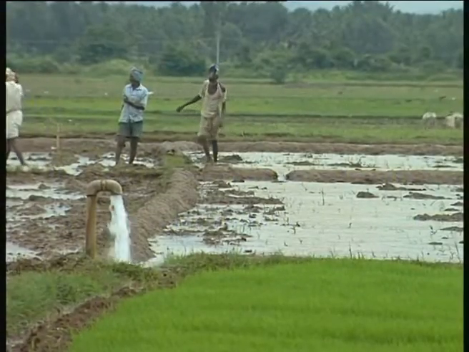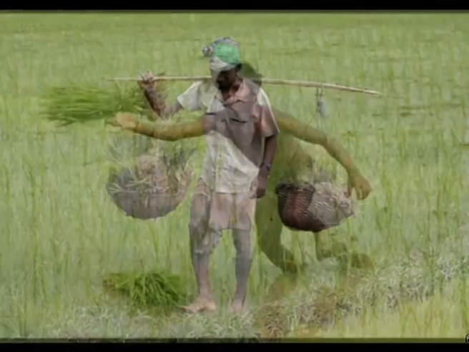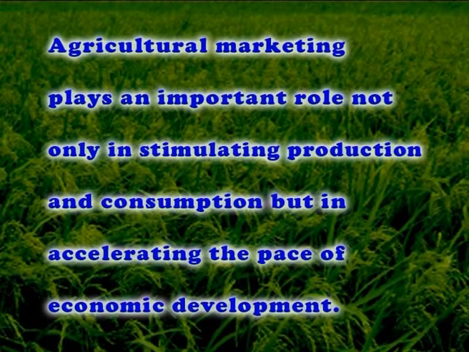It includes organization of agricultural raw material supply to processing industries, and the assessment of demand for farm inputs and raw materials. Agricultural marketing plays an important role not only in stimulating production and consumption, but in accelerating the pace of economic development.